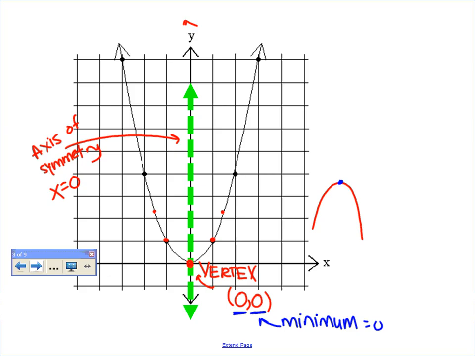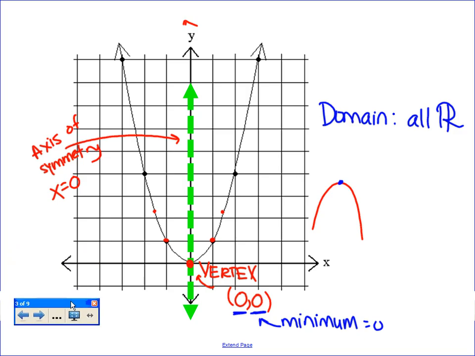I want to talk to you a little bit about the domain and the range of this parabola. Typically, the domain of parabolas, if they go on forever, is all real numbers. Now remember, the domain is all the possible x values. I can take my table and put any x value into y equals x squared, and I will get an output value. Whether I choose this x or this x doesn't really matter. I can always plug x in, and I'll get a y value.